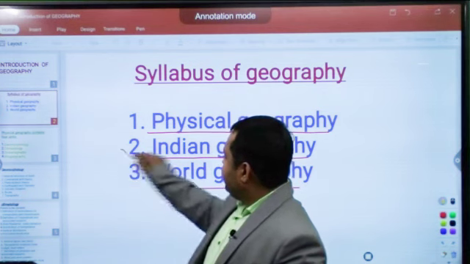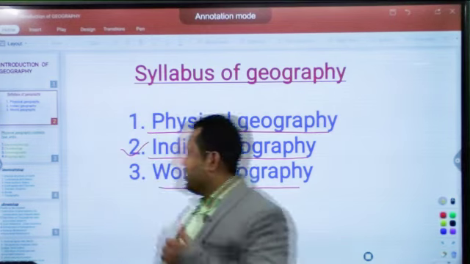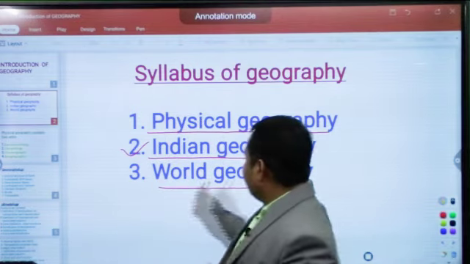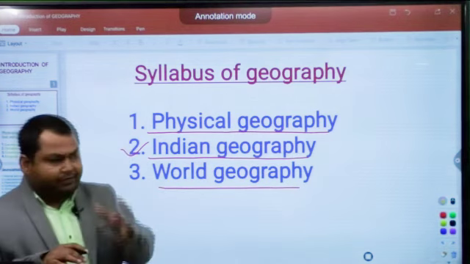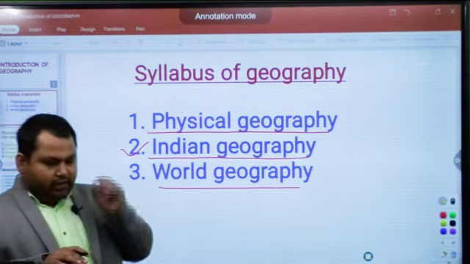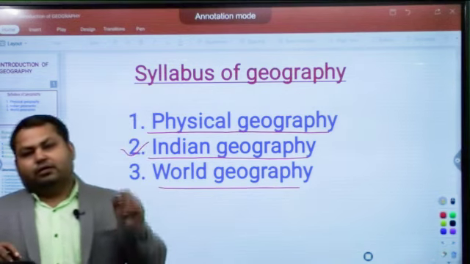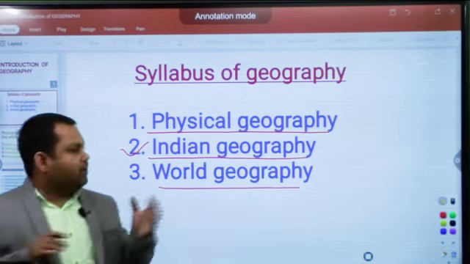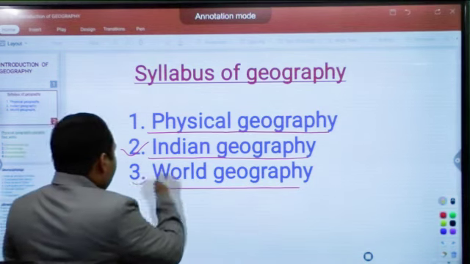In the second unit, that is Indian geography, there will be application of portions of physical geography, and the third unit also consists of almost the components we have studied in physical geography as well as in Indian geography, right? So according to me, physical geography is the heart of geography because it is going to provide the conceptual understanding to know about the Indian system as well as the world system.